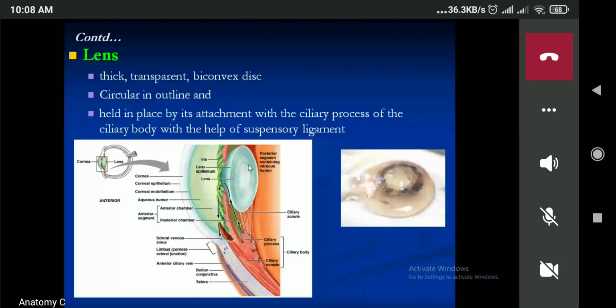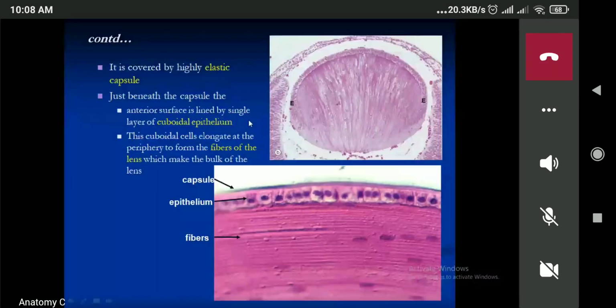Now you have also learned about the histological diagram of the lens. It is covered by the highly elastic capsule. Beneath the capsule, can you see this is the anterior surface? Same thing is over here. This is the anterior surface of the lens, which is lined by a single layer of cuboidal epithelium. You can see the same thing over here also. On the periphery of the anterior layer, can you see over here? These cuboidal cells will elongate and form the fibers of the lens, which form the bulk of the lens. So the fibers of the lens are formed from the cuboidal cells. This is all about the lens.